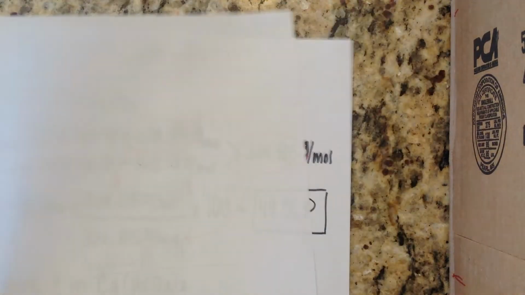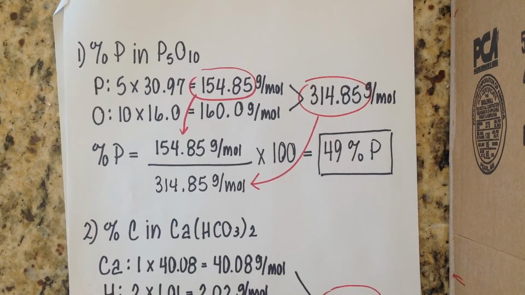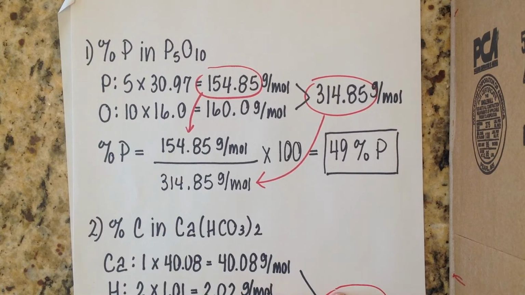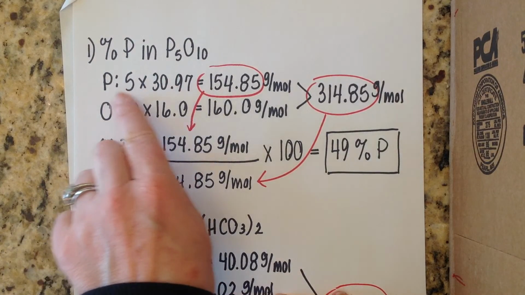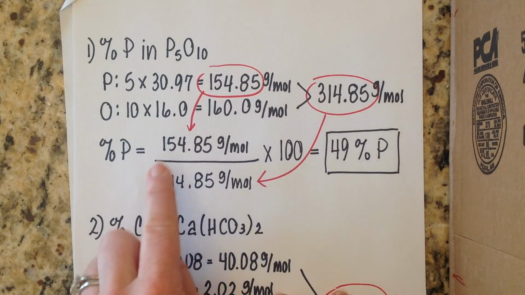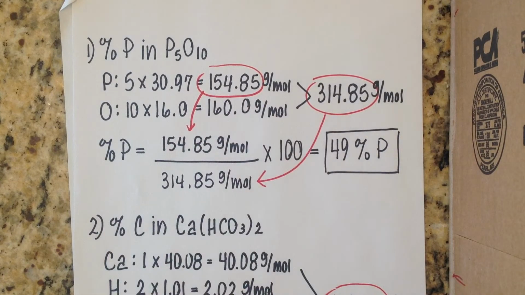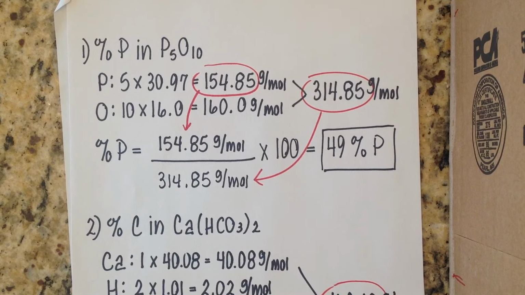So here are the answers for those 2 questions. We'll look at number 1 first. So calculating the percent phosphorus in pentaphosphorus decoxide, you can see we found the molar mass and we divided the total mass of phosphorus by the total of the whole thing. So you should have gotten about 49%. Hopefully everybody was really close to that.